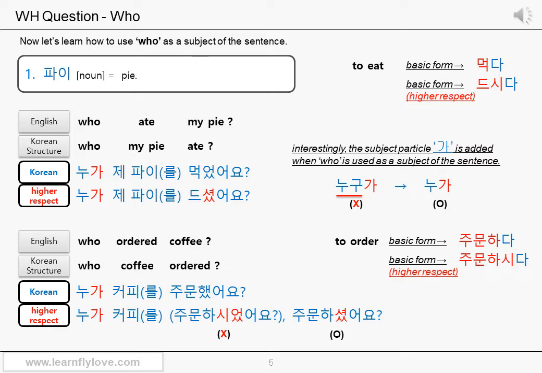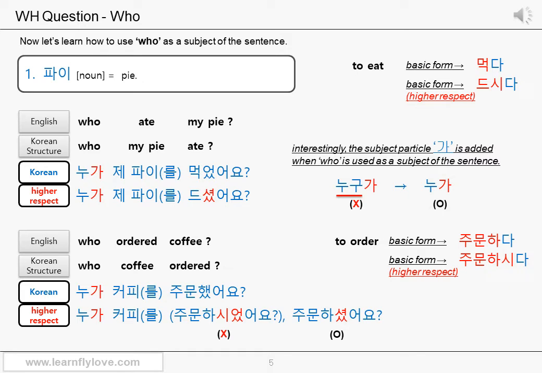How about the higher respect form of this sentence? Let's turn the verb part into a higher respect form. The higher respect form of 주문하다 is 주문하시다. We simply added a 시 sound to the stem 주문하. Since it became a higher respect form, we can't use 했어요 to convert it into a past tense. Because of the 시 letter with the neutral e vowel, we should add the ending 었어요 instead.